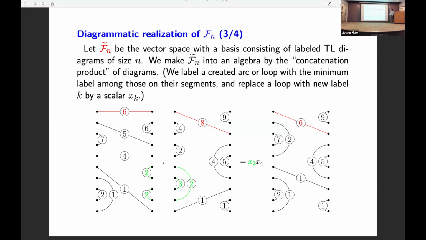And also, if you have a loop, for example, this one is also a loop. So this green is a loop here and here up to here and then up to here. So this is a loop and the level is the minimal value of this segment. So this is 2, 3, 2, 3. So this minimal value is 2. Then this loop is removed and replaced by x2 as a parameter. Then you get some other new level temporary diagram multiplied by some parameters.